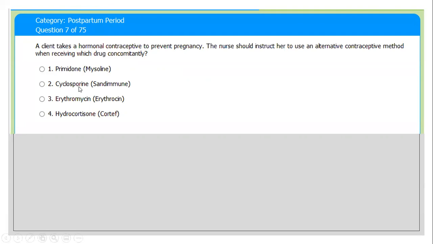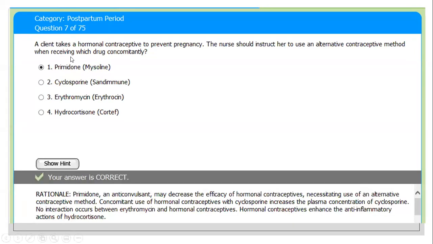Number 2, cyclosporin, immunosuppressive medication. Number 3, erythromycin is an antibiotic. And number 4, hydrocortisone is a steroid. Correct answer is the antipsychotic or anticonvulsant primidone.